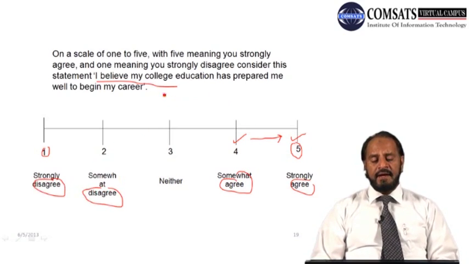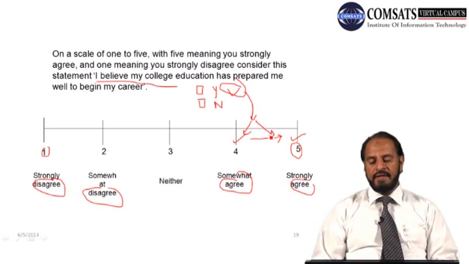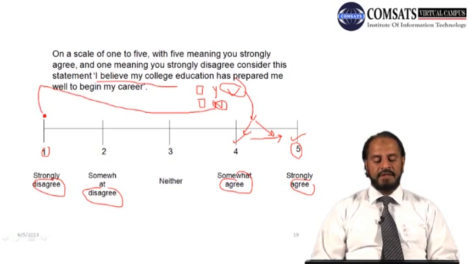If I would just have asked that I believe my education has prepared me well to begin my career, and I have given you 2 options here, yes and no, in that case you're just saying yes, but how much yes, how much you agree, we don't know. Are you somewhat agreeing, or you are strongly agreeing? If you say no, in the nominal scale this information is not there, whereas in the interval scale you can know that you strongly disagree or somewhat disagree. So you see the sensitivity of the scale.